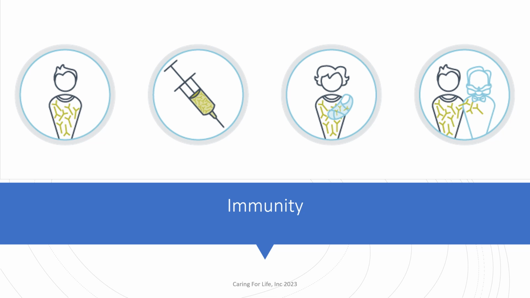And we have naturally acquired passive immunity. This is a short-lasting immunity passed, say, from mother to child through the placenta and breast milk. We have artificially acquired passive immunity, which is also short-lasting immunity that's created by giving an exposed person antibodies from a person who's previously had the disease.